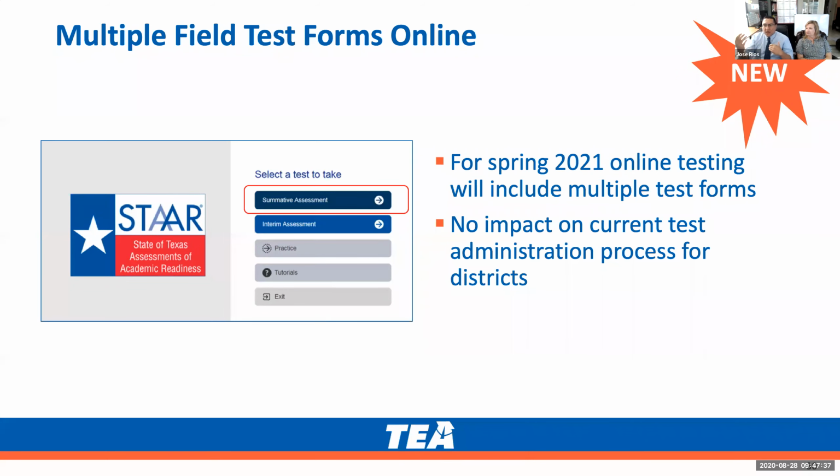So we're going to have multiple field test forms potentially within the online testing system. Some of you may not see it because we're going to try to approach this as cautiously as possible. But again, I want to remind you that this will in no way impact your process, right? It's the same process to register students, to set up PMPs, to print your tickets. This is just for us, but as always, we want to be super upfront and let you know that we may see multiple online test forms.